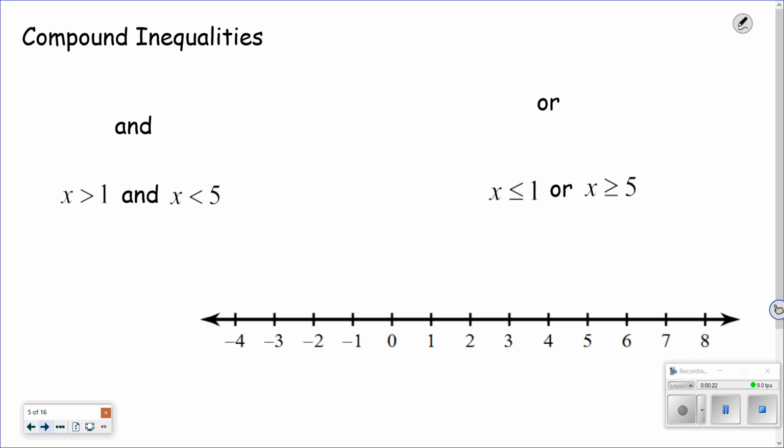One is an AND problem, x is greater than 1 and x is less than 5. The other one is an OR problem. This one says x is less than or equal to 1 or x is greater than or equal to 5. It's really important we understand the difference between these, between AND and OR.